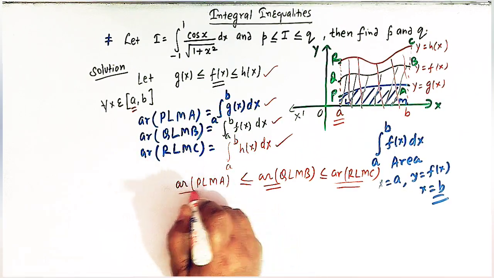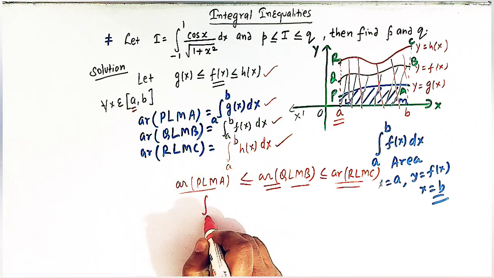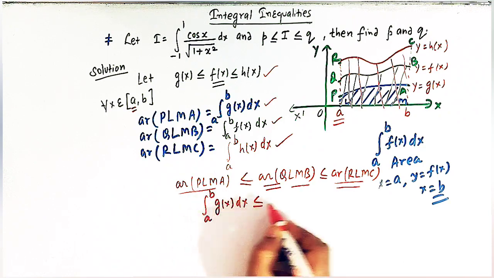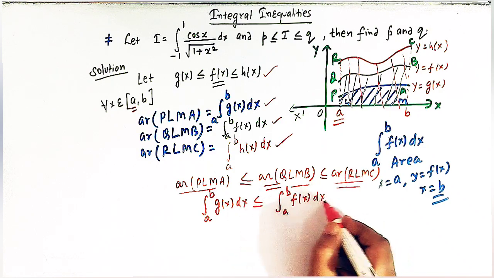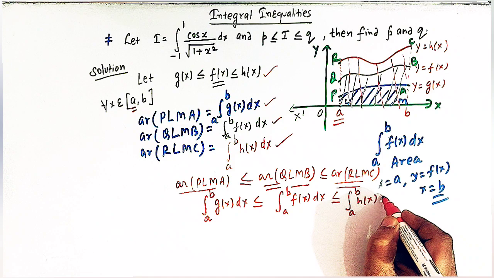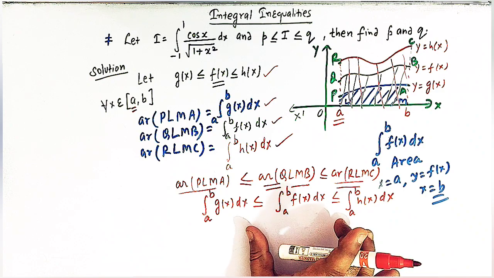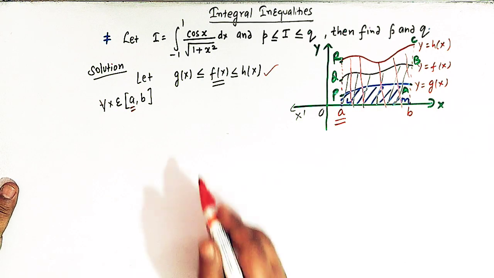So now we can replace these three areas by the respective integrals. So we have the integral from a to b of g of x dx, and here the integral from a to b of f of x dx, and then the integral from a to b of h of x dx, right? So this is the inequality which plays an important role in solving these kinds of problems, right? So now let us come to our problem.